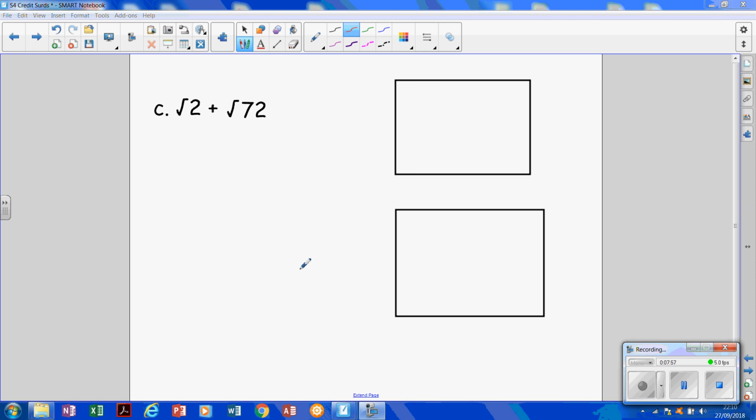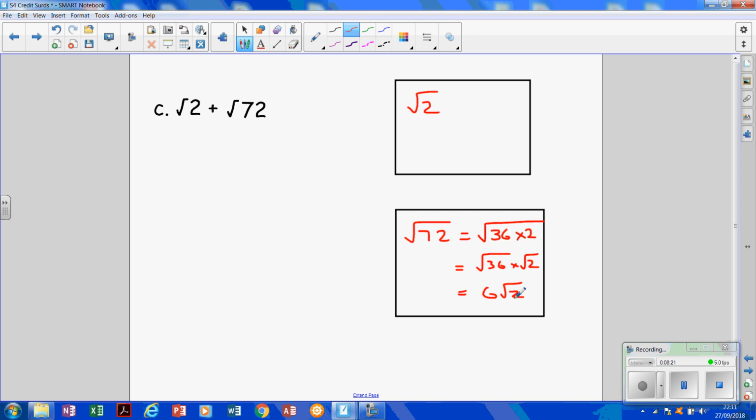Next one, root 2. 2 is a prime number, there's nothing else we can simplify it around, so that's not going to be changed, that stays the same. Root 72, we've looked at that one before. Biggest square number that divides into that is 36, so it's 36 times by 2. Break the root sign, becomes root 36 times by root 2. Root 36 is 6, so we've got 6 root 2s.